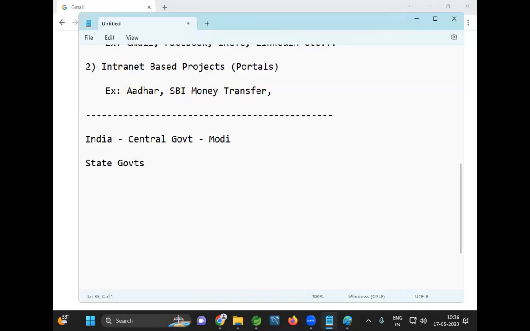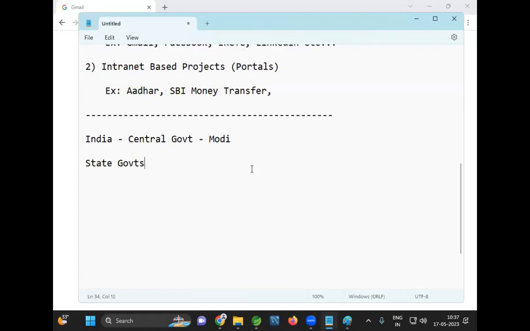Similarly, Deloitte company is also doing that business. They developed a project for one state, and the same project they are selling to multiple states by making small changes in the code. Got it? So similarly, how we have state governments in India, in the US also, state governments are available.